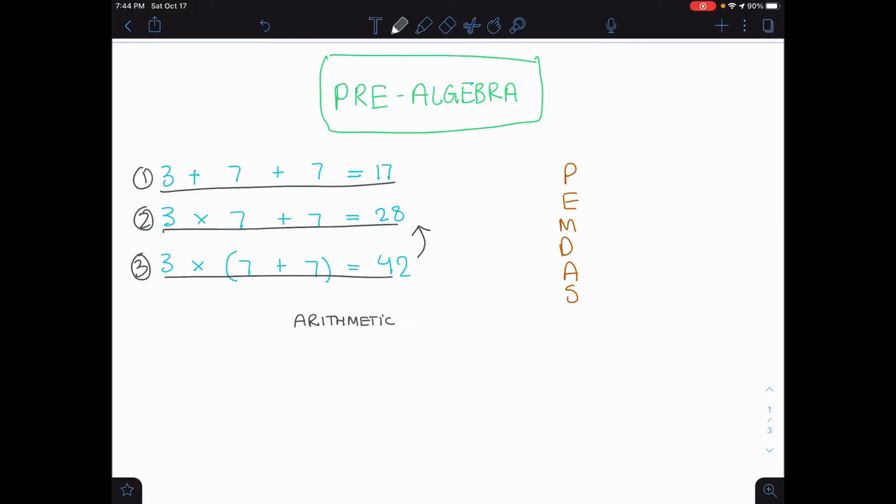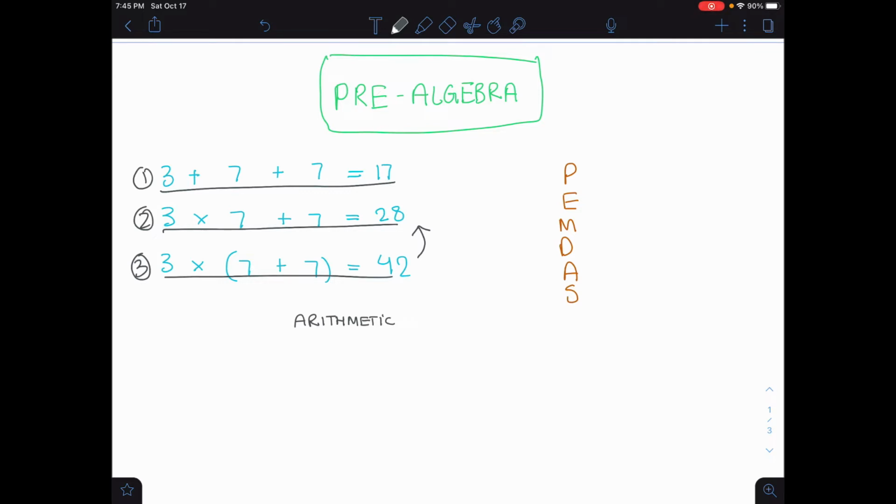Hi guys. So today I want to talk about a concept called pre-algebra. For some of you guys, it might be a little easy or it might be a little bit daunting, but don't worry, it's a really easy to understand concept and it's a very interesting one.